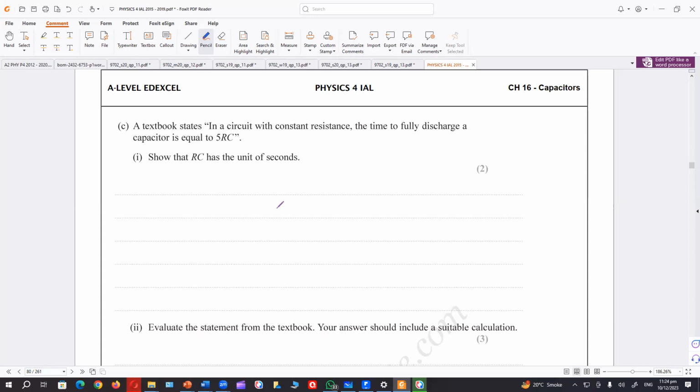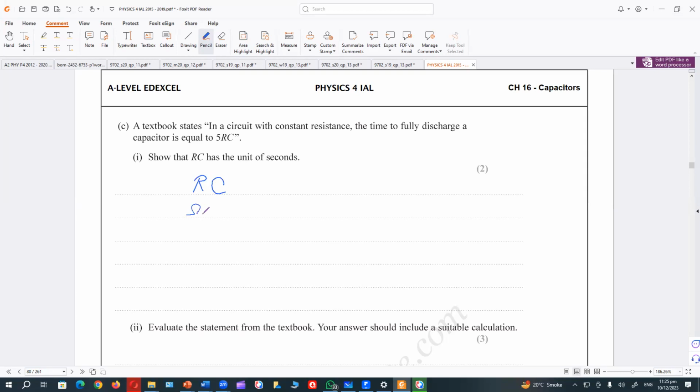I have noticed that this file has 2015 to 2019. It is not a big range, but still, it looks to be organized. A textbook states: in a circuit with constant resistance, the time to fully discharge a capacitor is equal to 5RC. Show that RC has the unit of second. So RC is resistance and capacitance. This is last year's work.